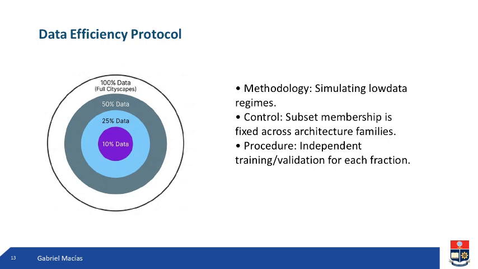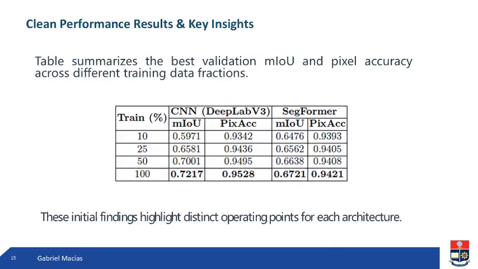Additionally, each fraction was treated as an independent experiment. Models were trained and validated separately from scratch, allowing us to evaluate how performance scales with data availability. This setup helps us understand differences in data efficiency between CNNs and transformers.